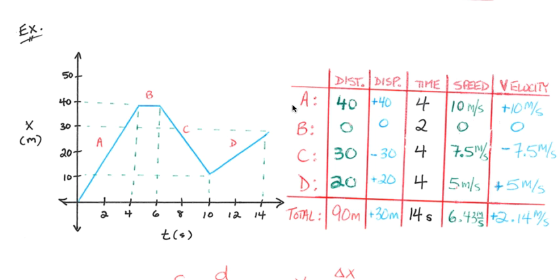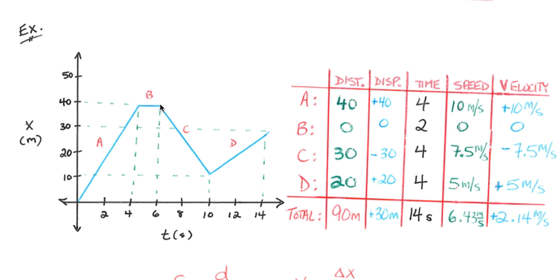So if I'm just looking at A, well, I go from 0 all the way up to 40. So my distance is 40. B, I don't go anywhere. I stay at 40. Yes, I've gone all the way to 40, but for the next 2 seconds, I don't do anything. I'm still at 40. So just for B, I don't go anywhere. My distance just for B is 0.